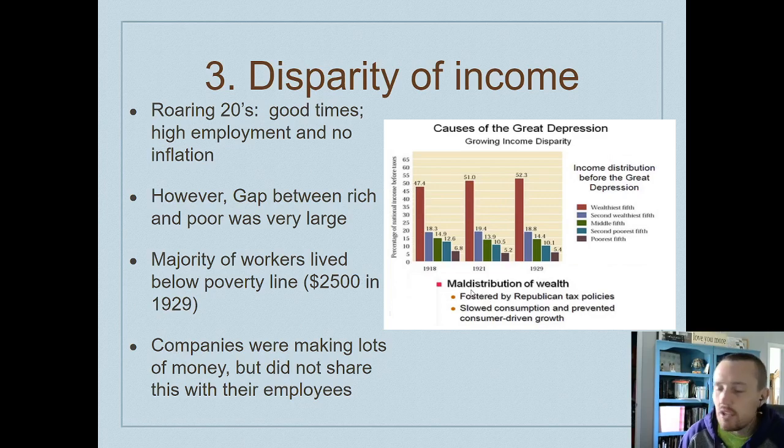Okay, they call it a maldistribution of wealth. That the wealth is concentrated in the uber wealthy. You guys have maybe read The Great Gatsby. The Great Gatsby is all about this.